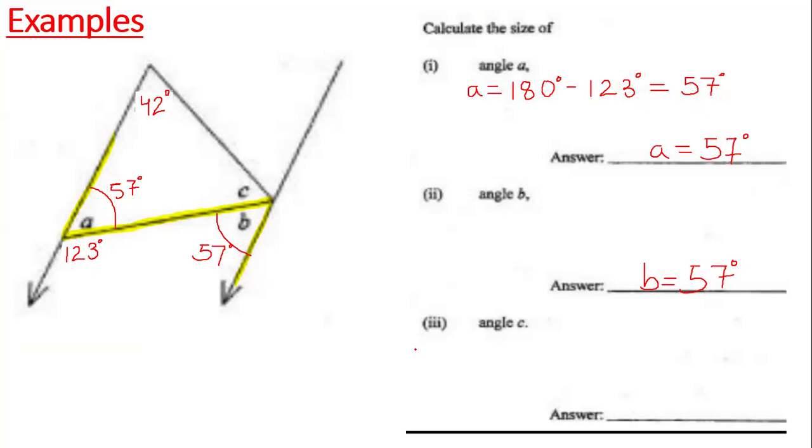Next, angle C. What do you have for angle C? What do we have to add first? 57 and 42. 57 plus 42. Very good. So we add 57 and 42. That's 99. You got 99.